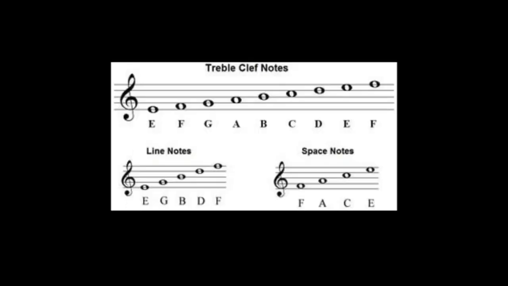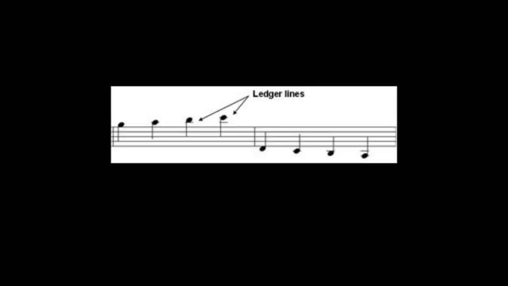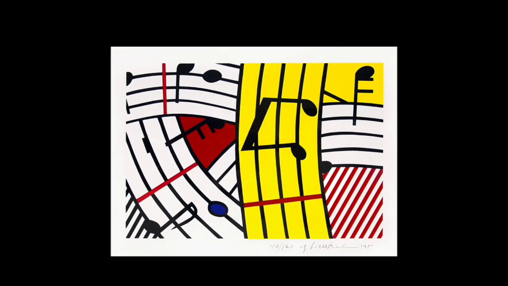The treble clef contains 5 lines and 4 spaces in it, and each of these lines and spaces has a specific note that is located there. Ledger lines are lines for notes that occur outside of the normal range for the grand staff. Do you see how Roy Lichtenstein combined his interest in music and art in this artwork? Do you notice anything else?